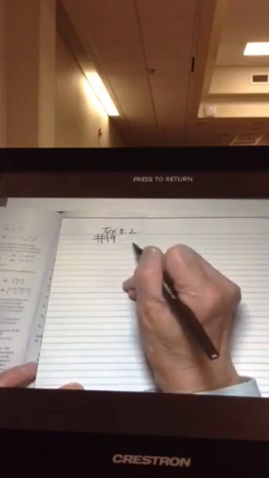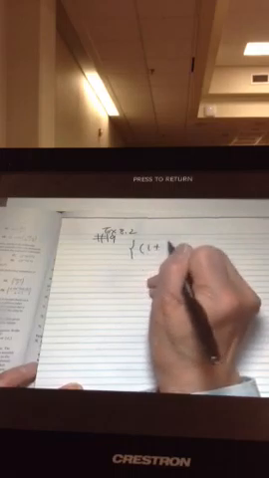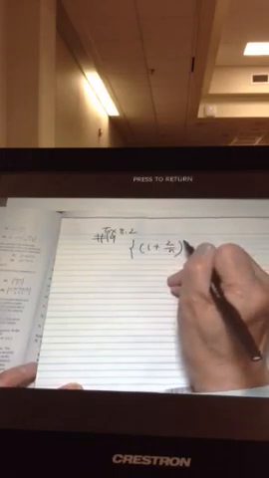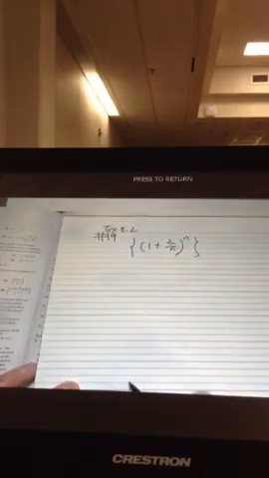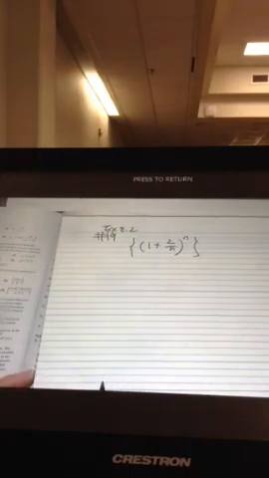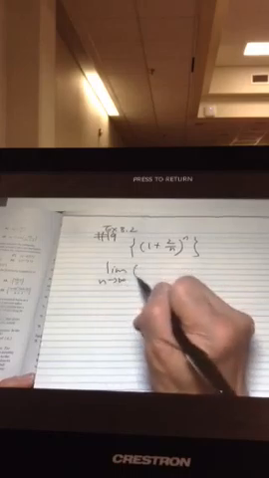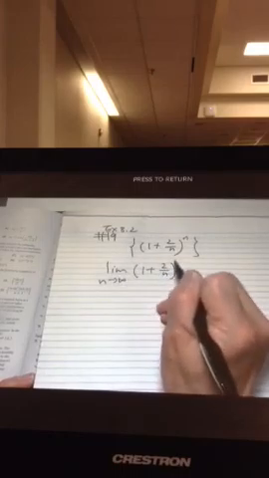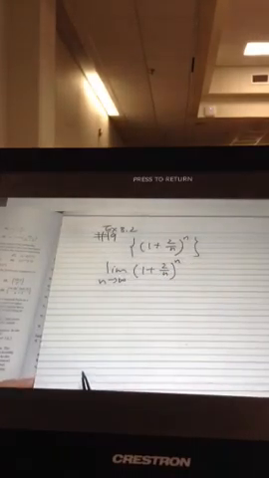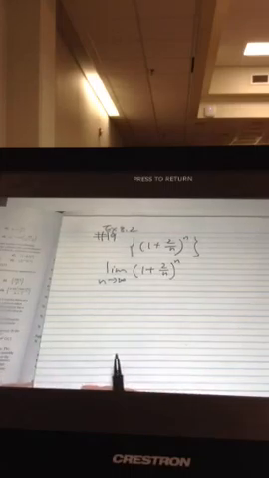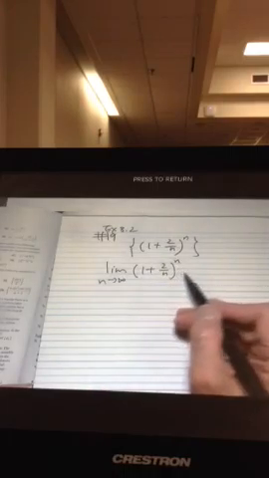Number 19 is (1 + 2/n)^n. Okay. All right. So the question I want to know is, what is this limit? To do this, there are several ways to do it. Normally, the one I use is simply to rewrite this into exponential form.